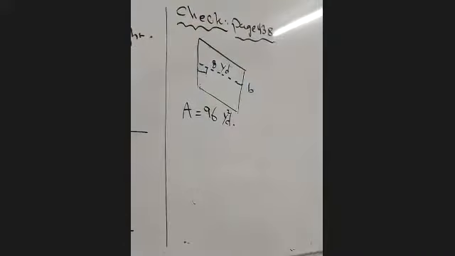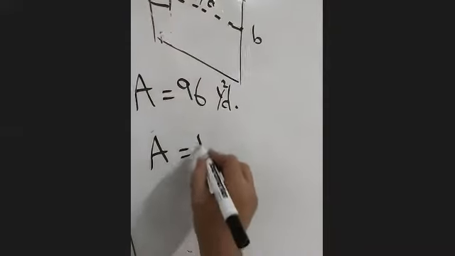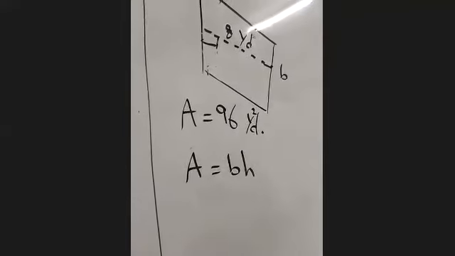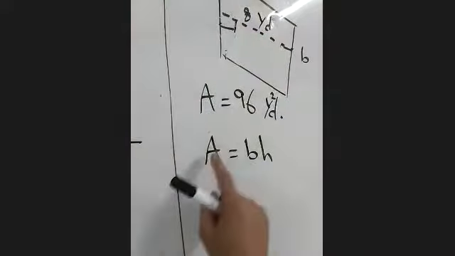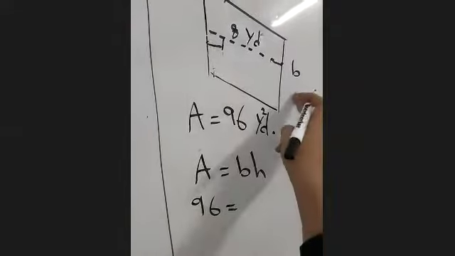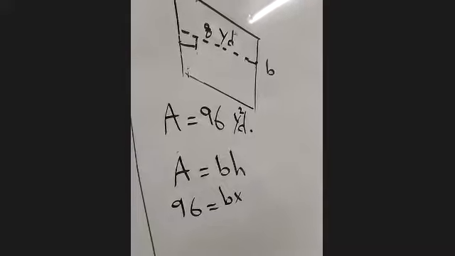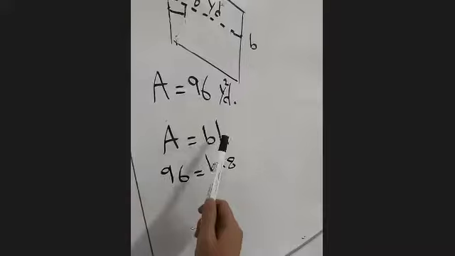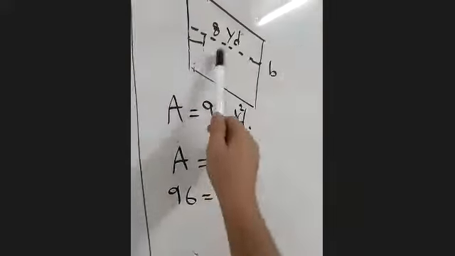What's the first step, yeah, Suleiman? A equals BH, okay? Then we write 96 equals, replace A by 96, B is wanted, multiply H. What's H? 8. So I replace A by the given number, I replace B by B because it's wanted, I replace H by 8 because it's given, right?